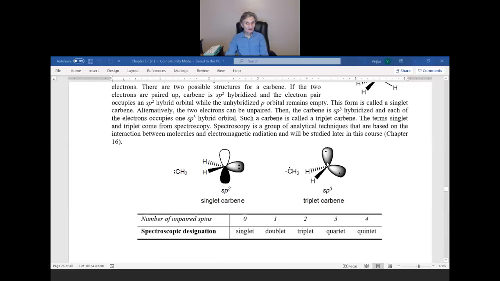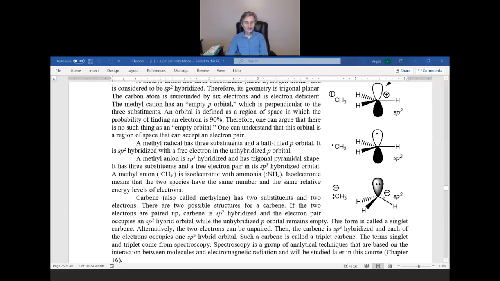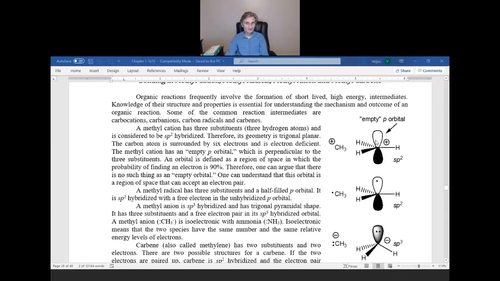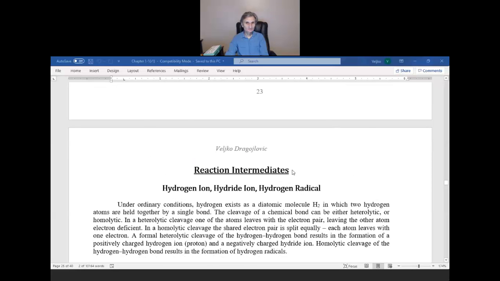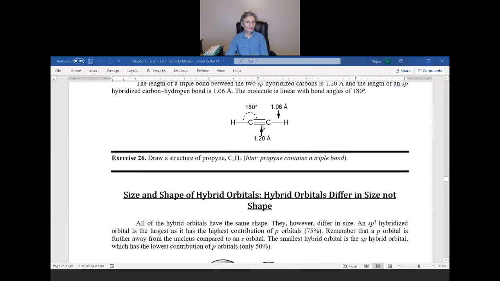Triplet carbene, sp3 because there are no pi orbitals. So no p orbitals. One p orbital, it's sp3 minus 1, sp2. No p orbitals, sp3. One p orbital, sp2. And here, 2 pi bonds, so it's going to be sp3 minus 2, so sp.